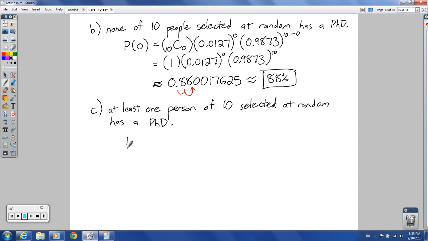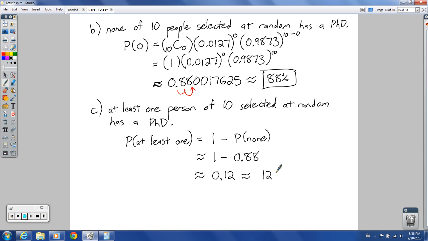So, woo, yeah, that's nice. So just like before, we've seen this a few times in this chapter. The probability of at least one of certain thing happening is the same as 1 minus the probability of nothing happening. So minus the probability of none in this case. That would become about 1 minus the 0.88 like we saw here. And so that is going to be about 0.12 or 12%.